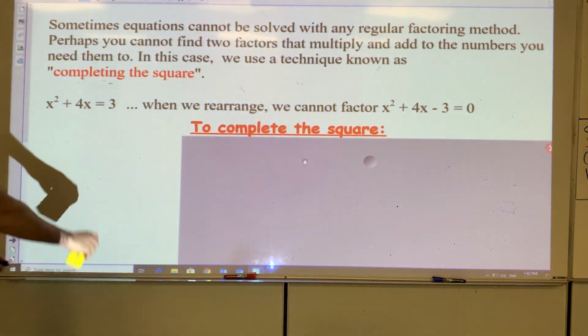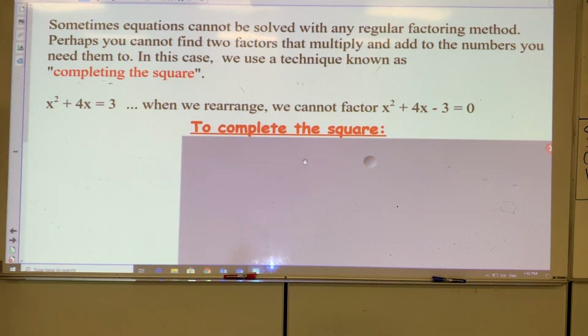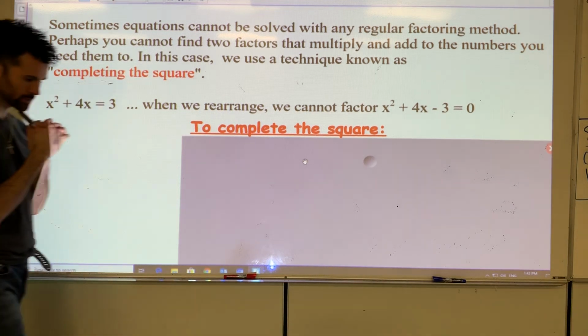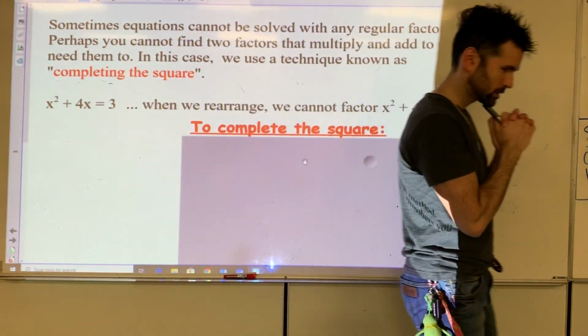Alright, so sometimes equations cannot be solved with any regular factoring method. Perhaps you can't find 2 factors that multiply and add to the numbers you need them to. In this case, you can use something called completing the square. Now, the one you have on your page might be different, but I'd like to do this example. So if you have a different one, let's do this one. I'm pretty certain you guys have a different one. I apologize, I'm sorry. I don't know how that happened.